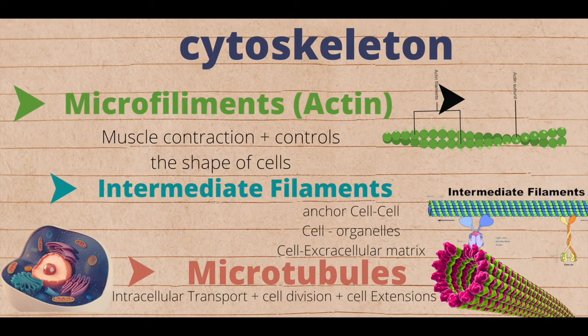And lastly, these microtubules form some cellular extensions. So cellular extensions are things like cilia and flagella, things that need to beat back and forth really rapidly. They're going to need these motor proteins within the microtubules.